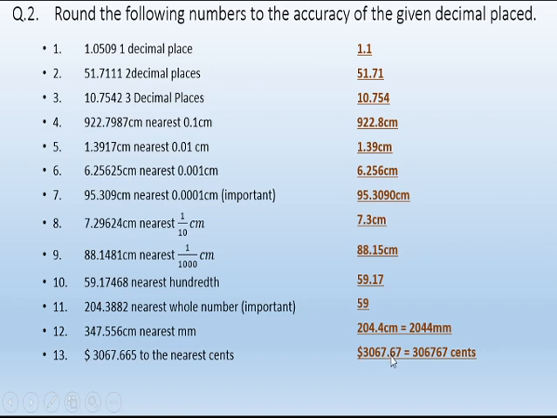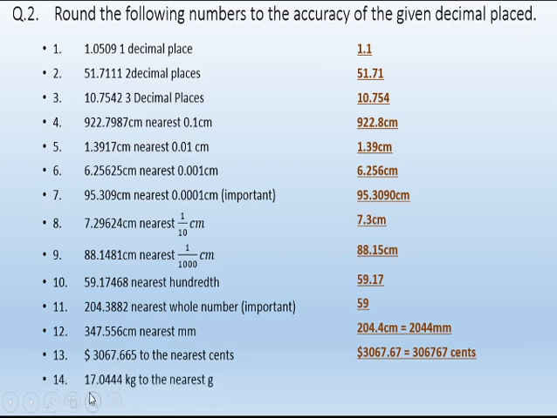This is in dollars, and we are asked to convert into cents. So this will be 306,767 cents. Now we are considering to the nearest cents. So this is to the nearest cents. This is in dollars. Okay.